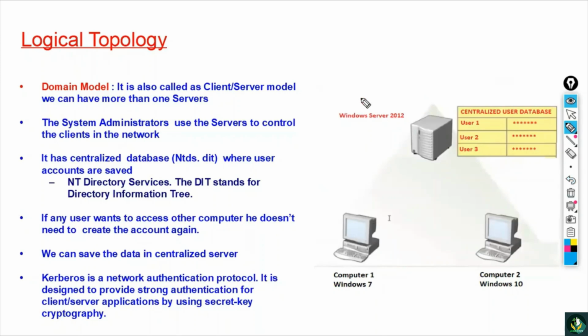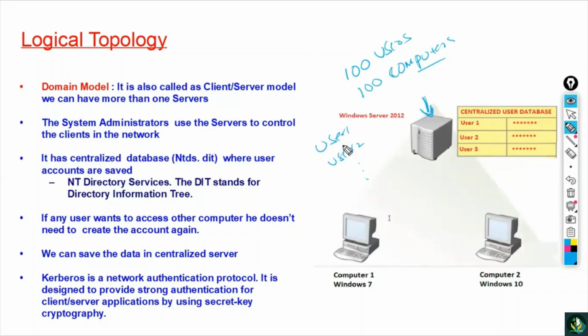Let us take the same example. We have 100 users and 100 computers. With this domain model, this client server model, you are going to create the 100 user accounts on this server only once. You don't need to create these 100 users on 100 computers. You are going to create them only once: user 1, user 2, and so on.